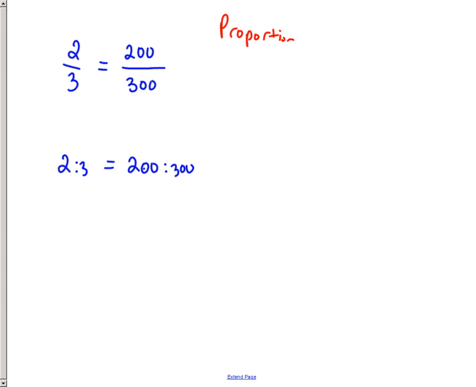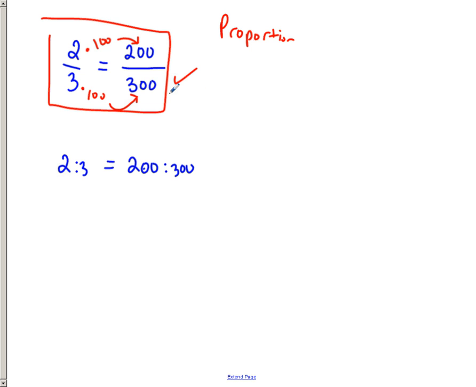Okay, here's the question. Do these two ratios make a proportion? Ratios that make a proportion are equivalent to each other, they're equal to each other. Well, I know that if I take 100 and multiply it by 2, I get 200. And if I take the same number of multiplication, 3 times 100, I would get 300. So yes, that's a proportion. Okay, if you do it that way, you're done.